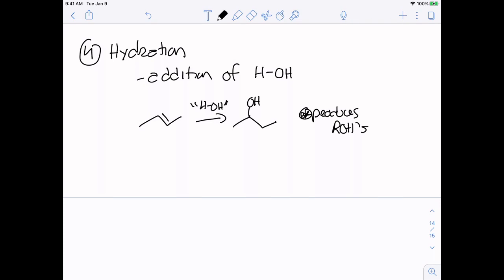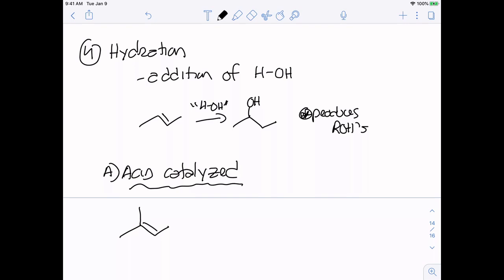The 3 different methods, sometimes it actually looks like we're adding water and sometimes it doesn't. So addition of water in quotes. So our first method for doing this, method A, is going to be acid catalyzed. So for this one, I'm going to use water and then sulfuric acid, H2SO4, and water. I just put them both on the arrow.